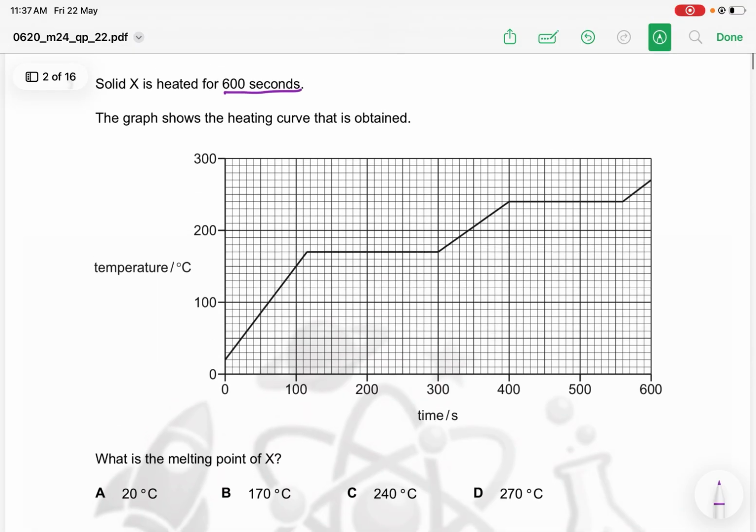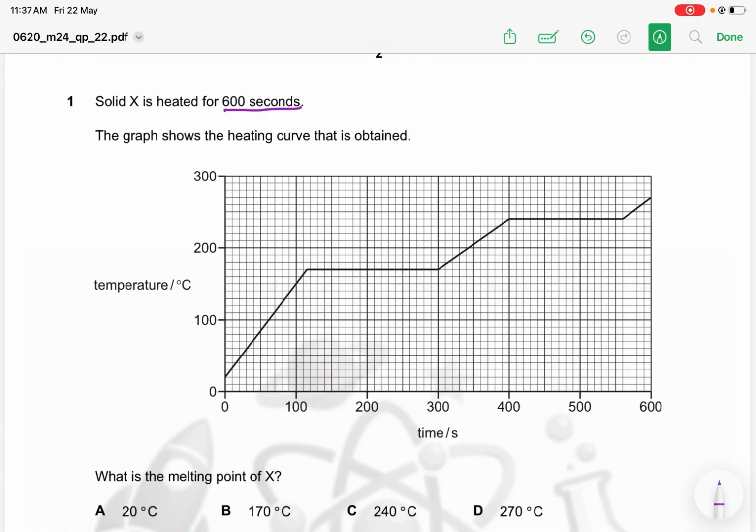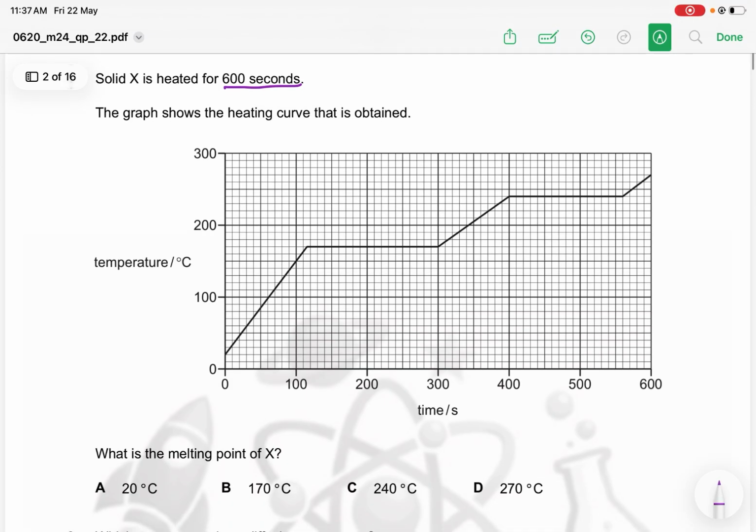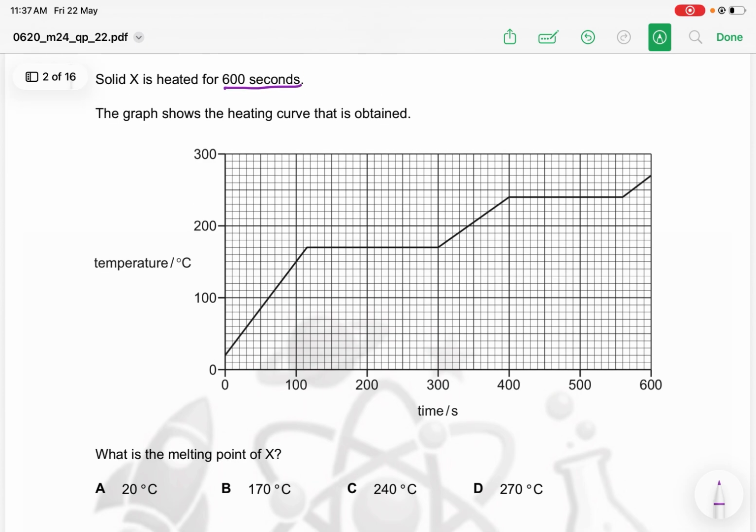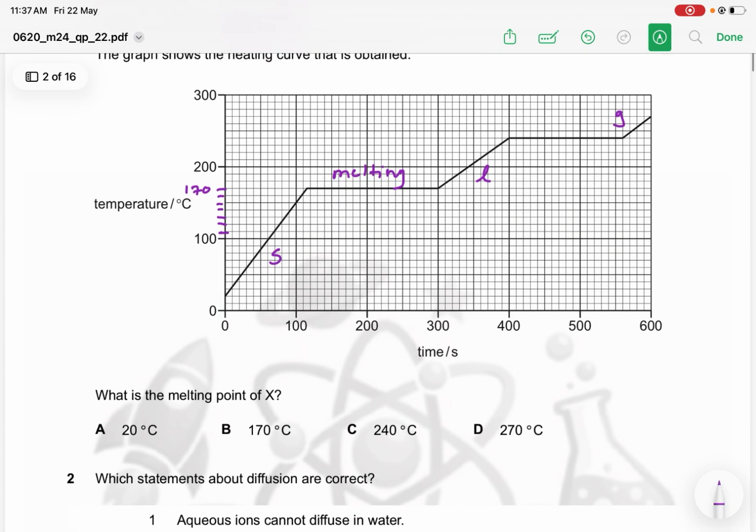Here they have already told us that solid X is heated for 600 seconds. What is the melting point of X? If you see, they have given us the heating curve. This is my solid part, this is my liquid, and then this is my gas. Here I can say melting is happening. This is 100, then we have 110, 120, 130, 140, 150, 160, and then we have 170. So the melting point is 170.